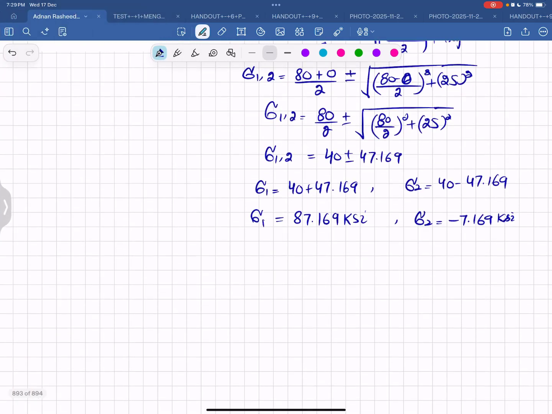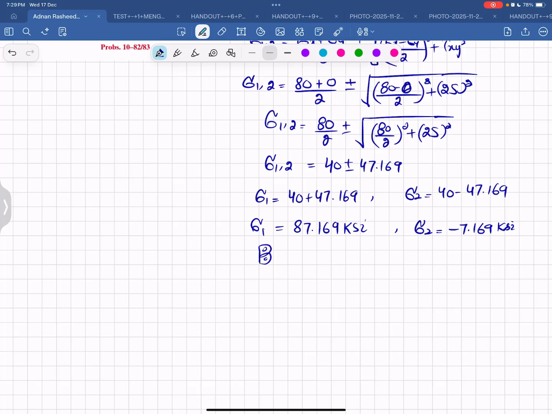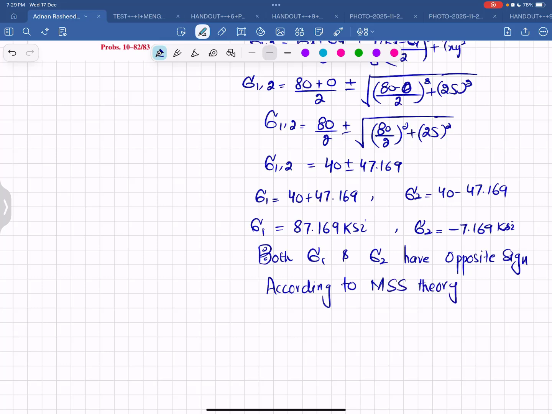Now you can see both sigma 1 and sigma 2 have opposite signs. So what we will do, we know that according to the maximum shear stress theory, the maximum shear stress is the absolute value of sigma 1 minus sigma 2, which is equal to sigma yield. So this is the condition for failure, for yielding.